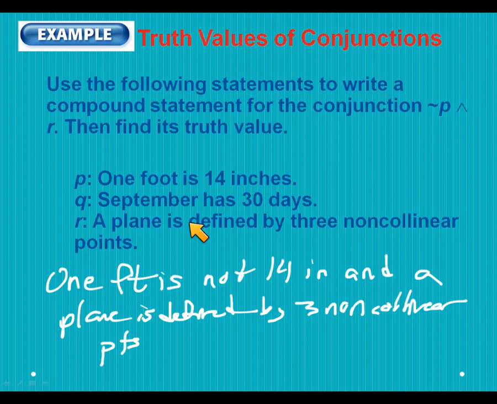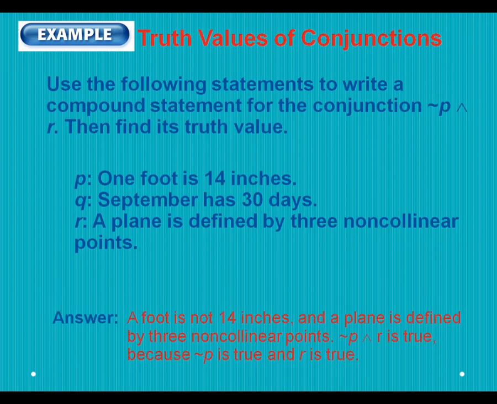So is this statement true or false? Now, since I used the word and, both of them have to be true for the whole thing to be true. So first, 1 foot is not 14 inches. That's true, right? And a plane is defined by 3 non-collinear points. Remember, that's how we name a plane, is 3 points on the same line. So the truth value of this conjunction would be true. The negation of P is true, right? 1 foot is not 14 inches. That's true. But this time I used R. Now I used R, which is this statement. I didn't even use Q in this statement. So this part is true, and this part is true. So the truth value of the whole thing is true. Okay.